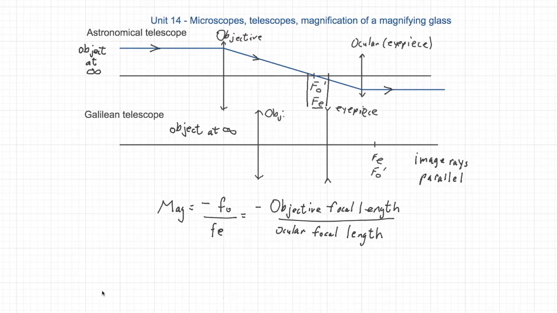You'll notice a telescope has no power. That's because it has an infinite focal length, and power equals 1 over the focal length. So we talk about a telescope's magnification. We do not talk about a telescope's power.